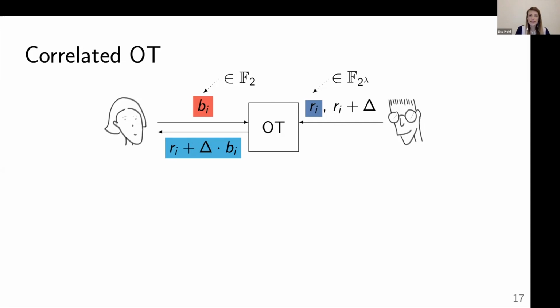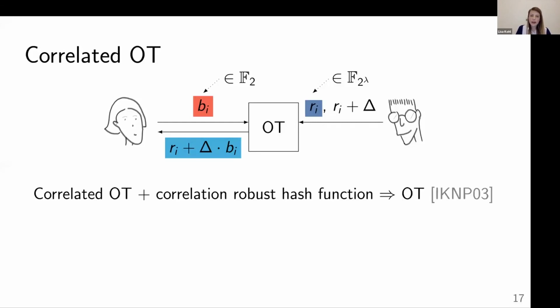Then you can rewrite what Alice gets. It's not R_BI as before, but it's R_I plus either delta if B_I is 1, or just R_I if it's 0. And it was shown that if you have correlated OT and a correlation robust hash function, then you can get oblivious transfer. So all we need to show is how we can get this correlated OT. If you look at the dark blue and the light blue vectors, they add up to delta times B_I, because the R_I are over F2, so the R_I cancels out.